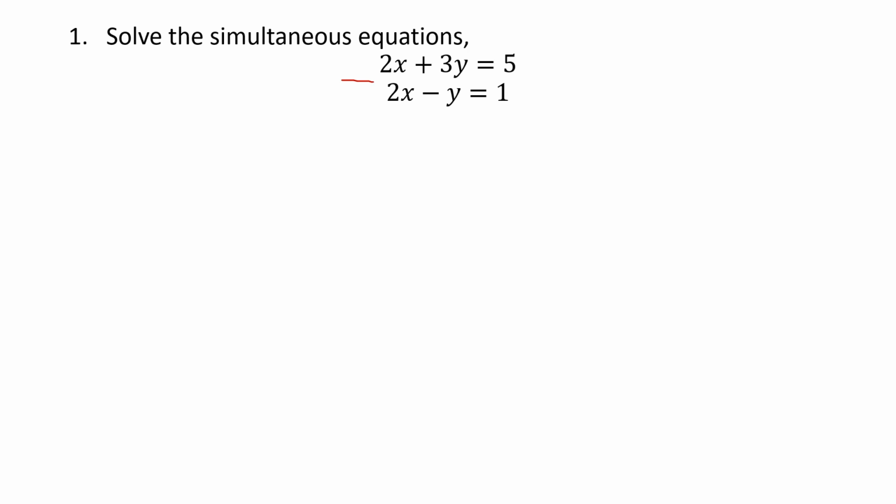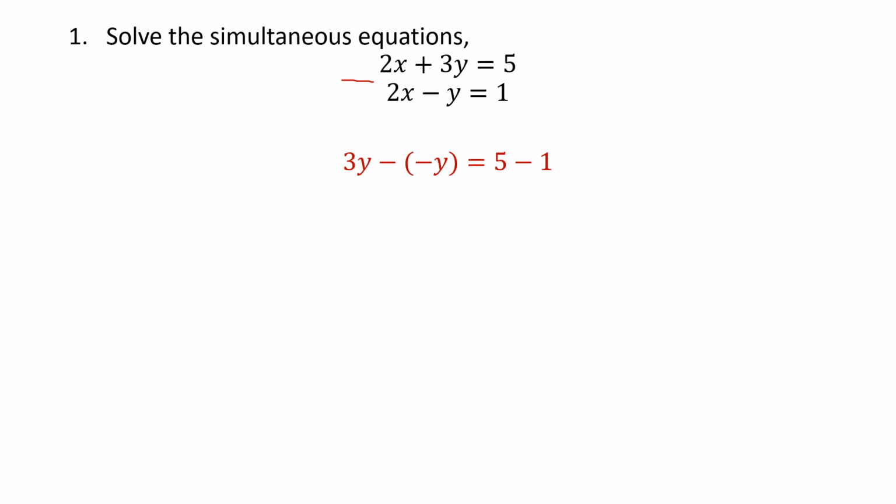So the choice is yours. It's either equation 1 minus equation 2 or equation 2 minus equation 1, but you have to maintain the order, right? I want to subtract equation 2 from 1, so this x minus this x, I get 0, right? Then 3y minus y is equal to 5 minus 1, since I am subtracting equation 2 from equation 1, right?